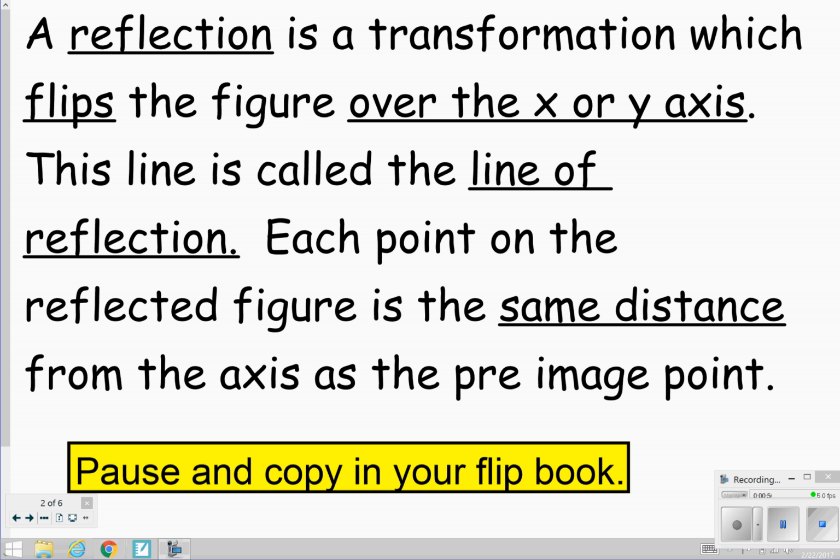Now, when we do that, each point of our new image will be the same distance from the axis that the pre-image point was. Go ahead and pause the video and copy this information into your notebook. This won't be in your flip book, it will be in your notebook.